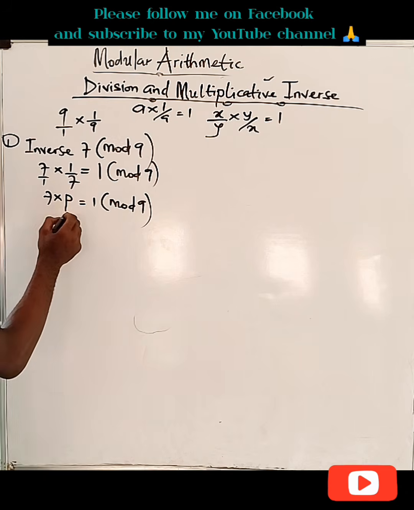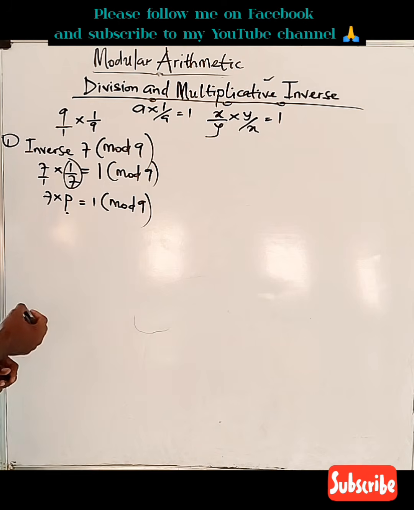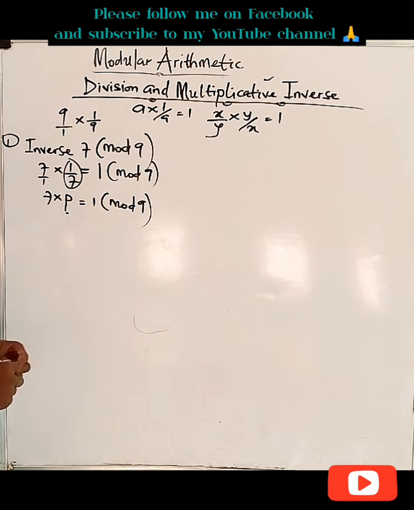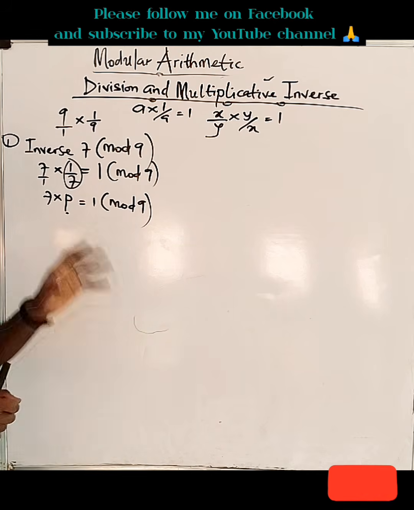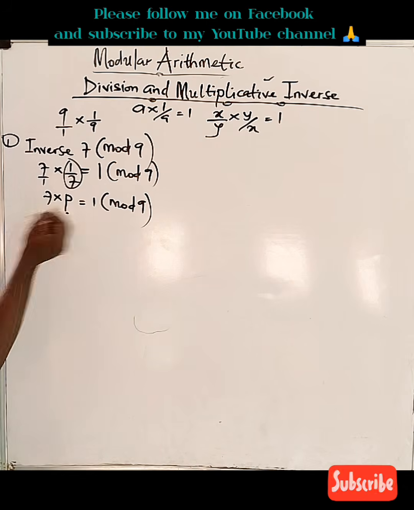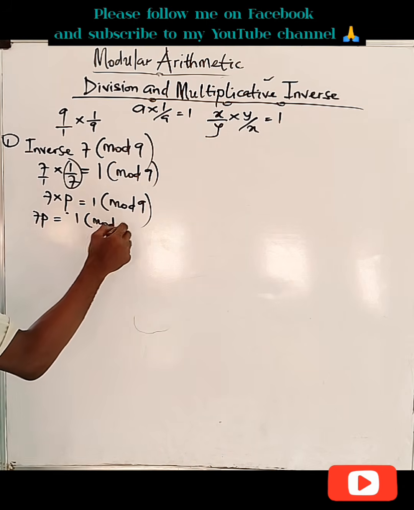So this p we're talking about, for example, the p is going to represent the 1 over 7, which is the inverse of 7. So what is that? What's going to be that very number that will multiply 7 that will give us 1 in modulo 9? That's what we're going to do. Now it's very simple. We could approach this in various ways. So let's see. This is going to be 7p equals 1 modulo 9.